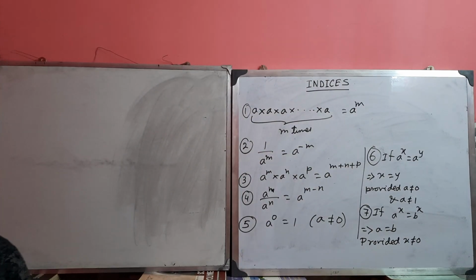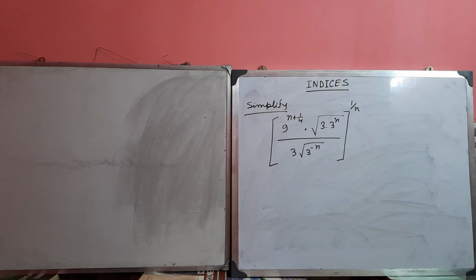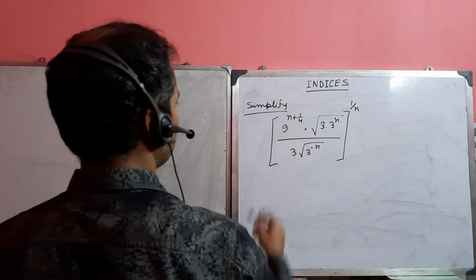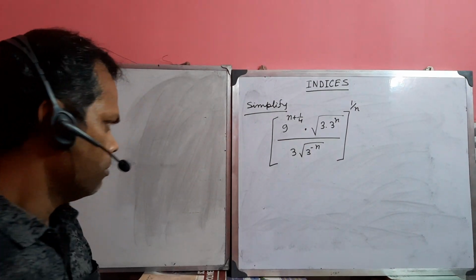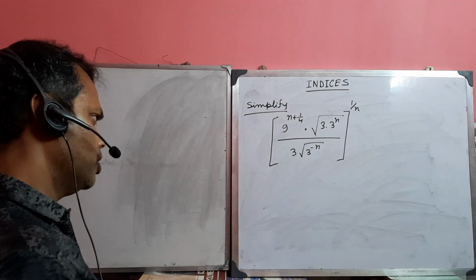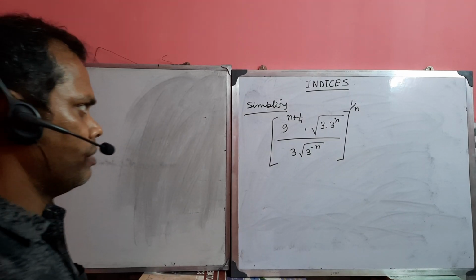Now sums on indices. Now simplify: 9 to the power n plus 1 by 4 into square root of 3 into 3 to the power n by 3 square root of 3 to the power minus n, whole to the power 1 by n.